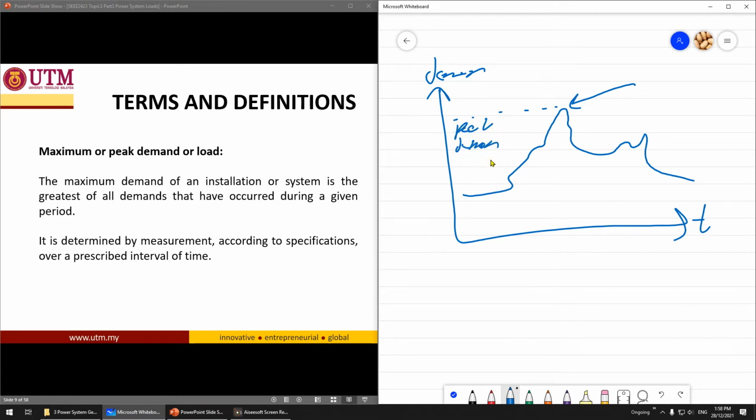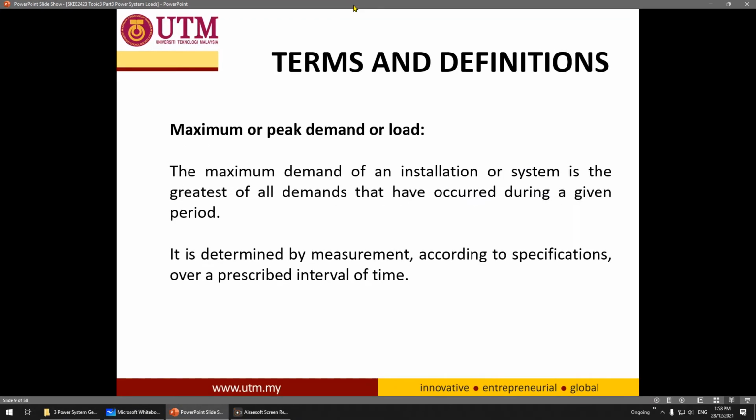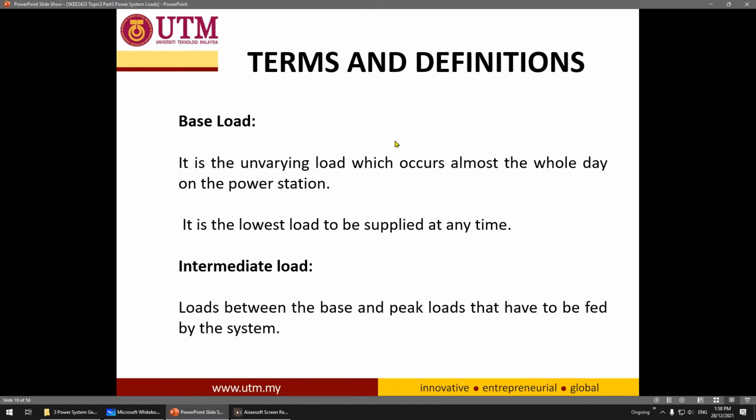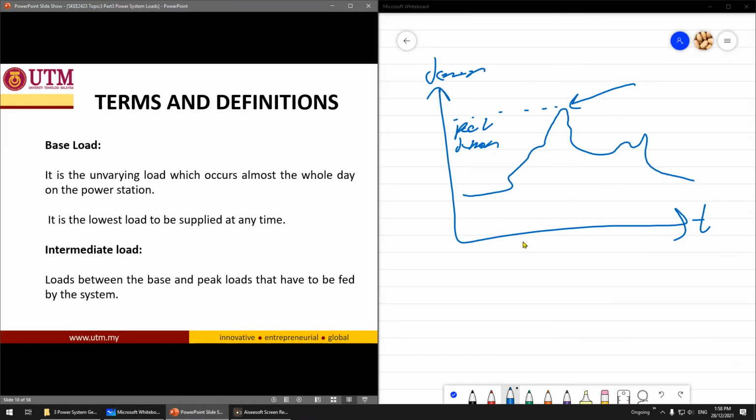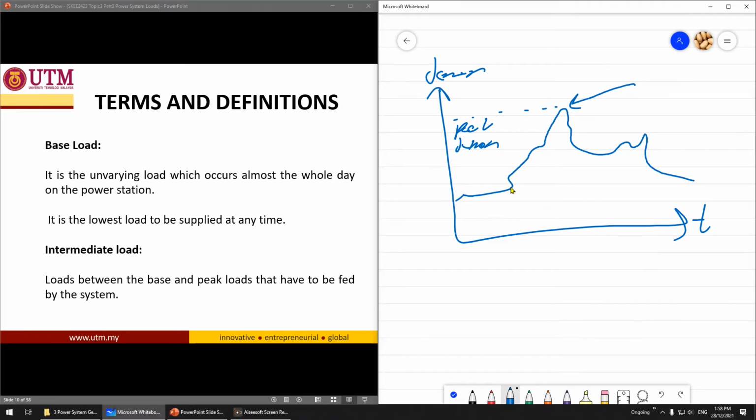Okay, so we continue. Make sure you know the terms. Base load is an unvarying load which occurs almost the whole day on the power station. It is the lowest load that can be supplied at any time. So you can see here from this drawing. This one is wrong, make sure there is no reverse. Something like that.